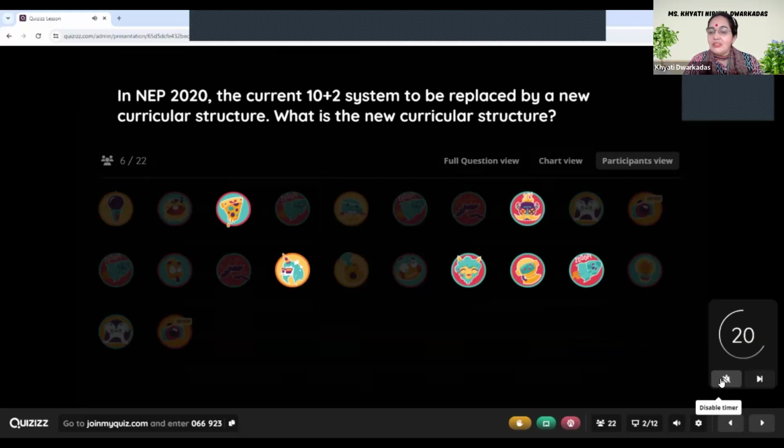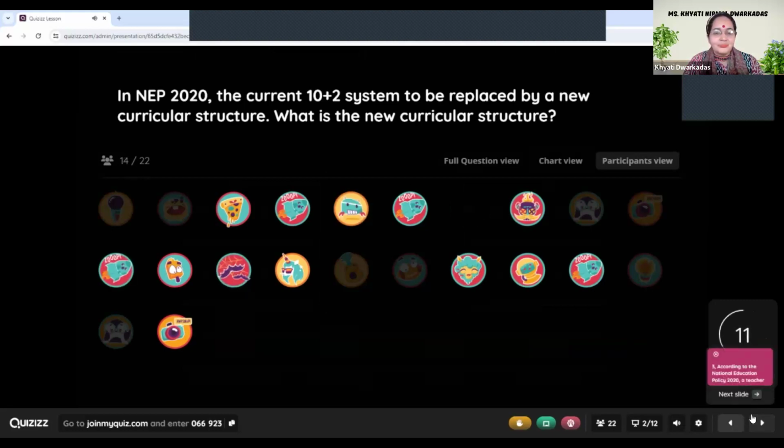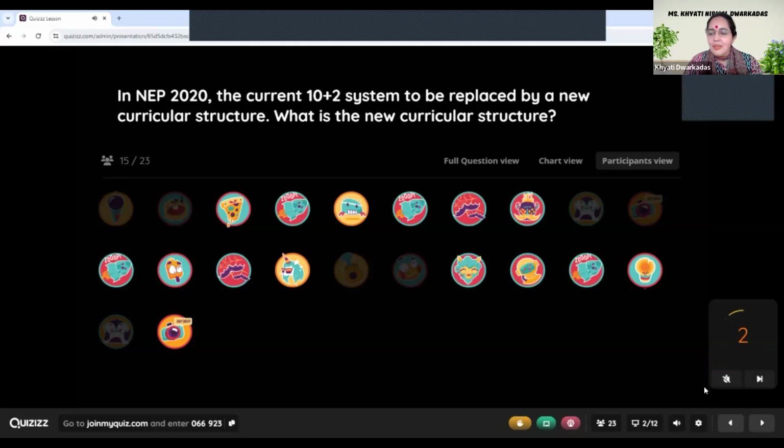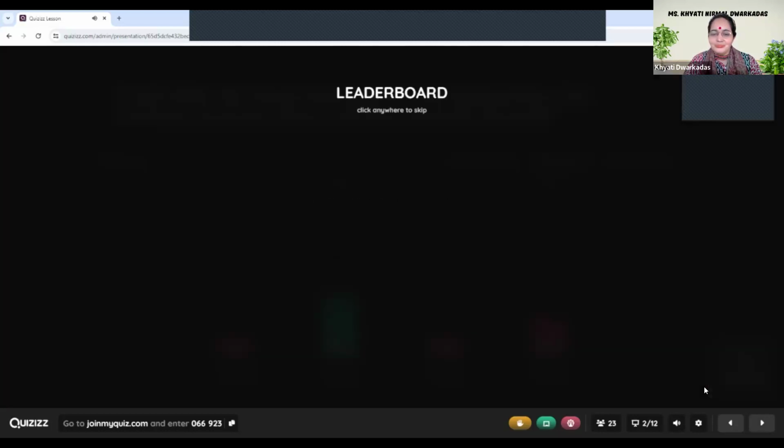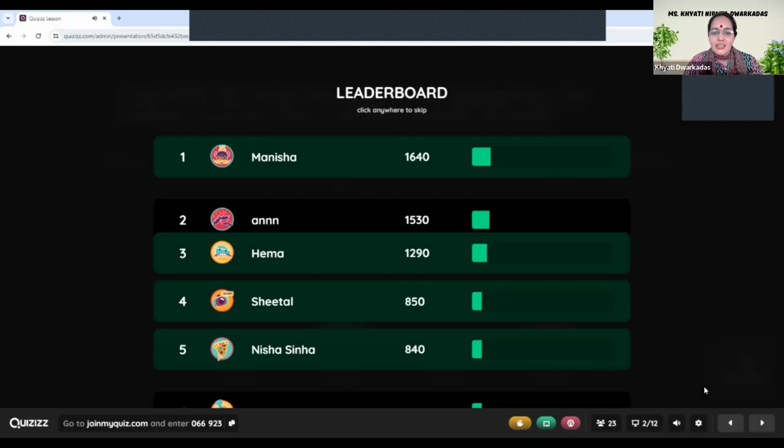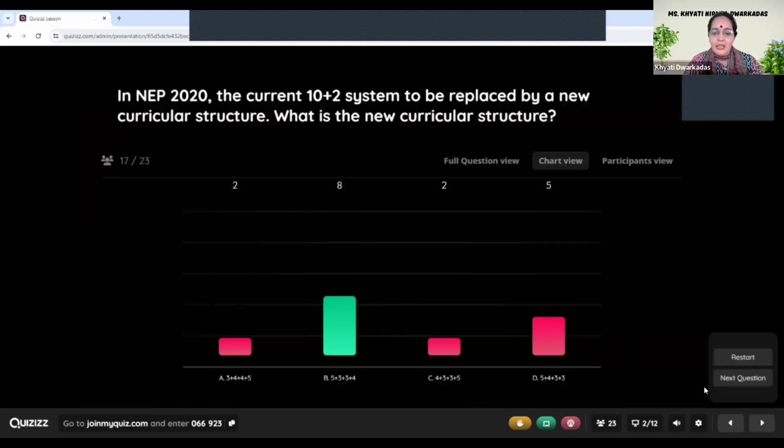Now I am able to see the leaderboard very, very carefully. Time up. Manisha is at 1640, followed by Anne and Hema. And once again, 8 have got the answer correct. And a lot of us have got answers incorrect.